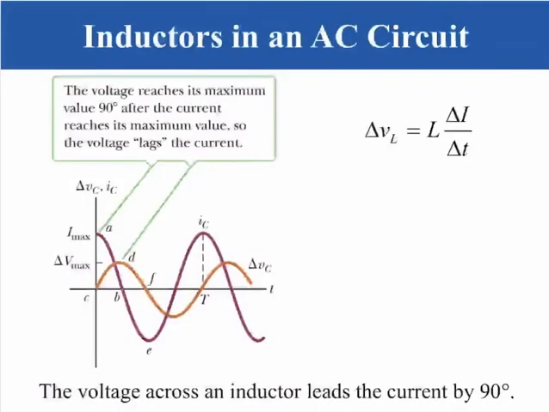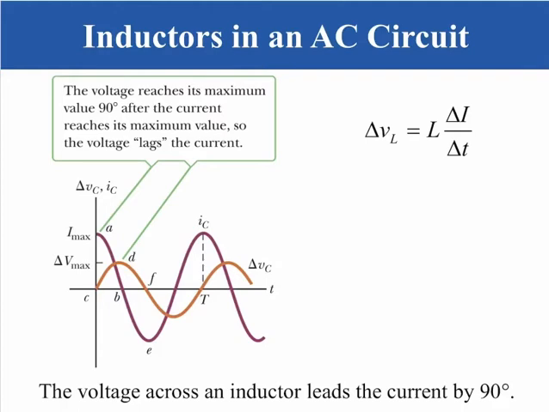The graph here shows the instantaneous voltage and instantaneous current across the coil as functions of time. When a sinusoidal voltage is applied across an inductor, the voltage reaches its maximum value 1/4 of an oscillation period before the current reaches its maximum value. In this situation, we say that the voltage across an inductor always leads the current by 90 degrees.